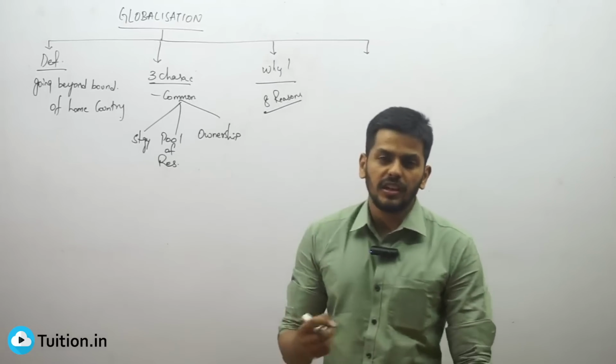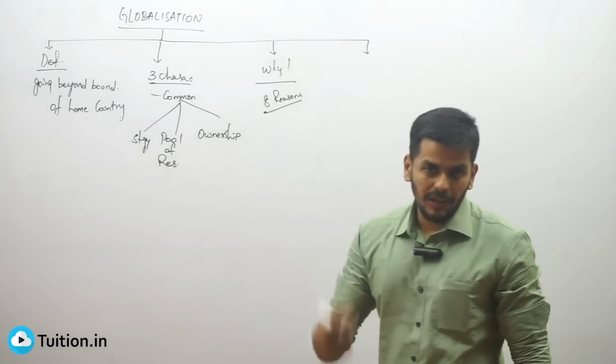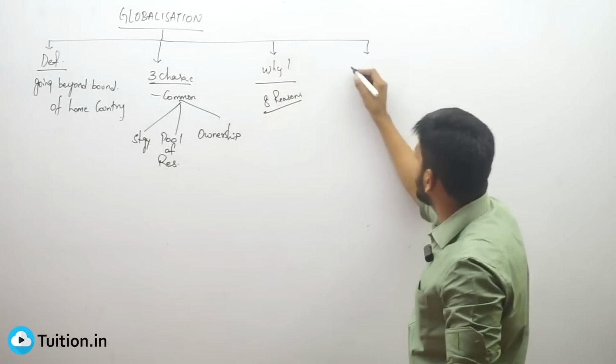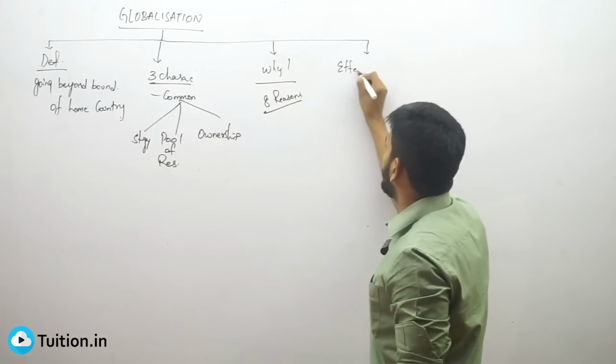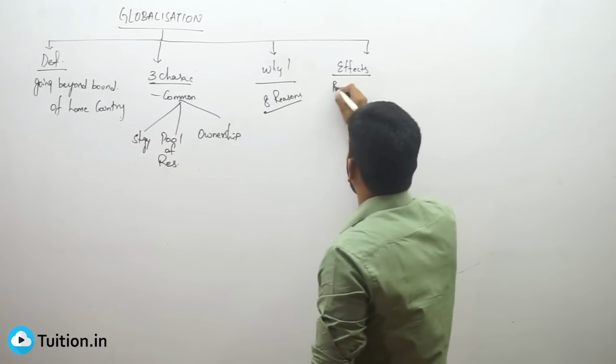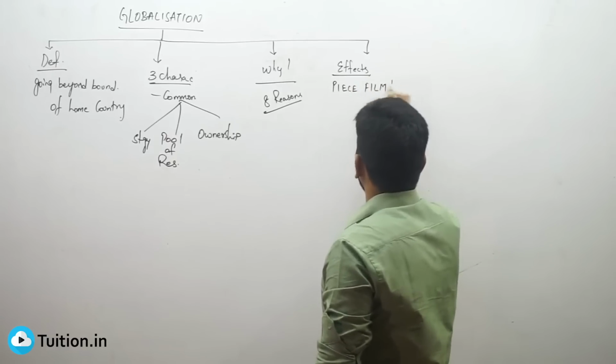From rapid shrinking in distance and time, global technology, global infrastructure. So you have 8 reasons which you can catch up with globalization. And then the effects of globalization. What are the effects of globalization? There are 9 points. Let me give you a shortcut here. PEACE FILM is a shortcut that I use to remember all the 9 points.